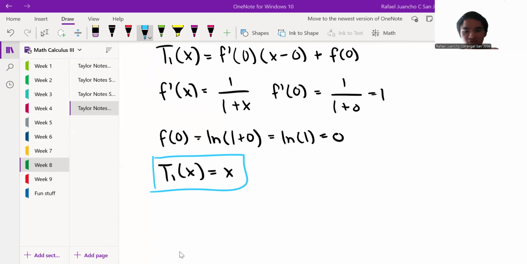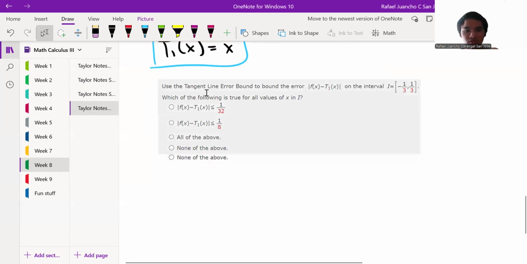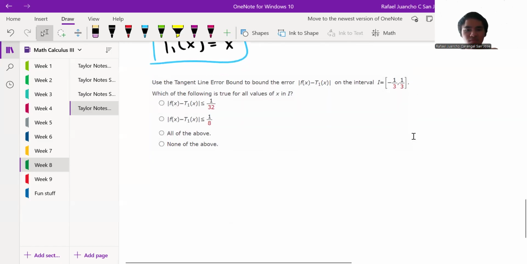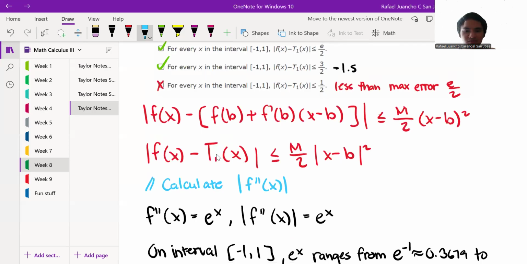And then if we again use the tangent line error bound on some interval, so there, which of the following is true for all values of x in I, or in this particular interval? So again, we just go through the steps. It's really all about going through the steps.